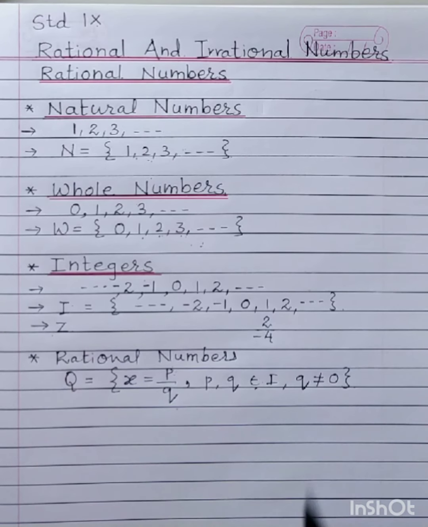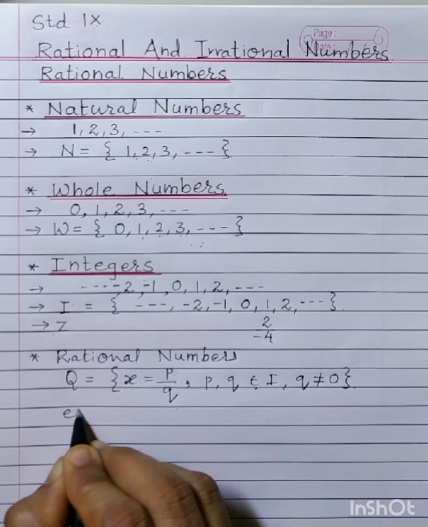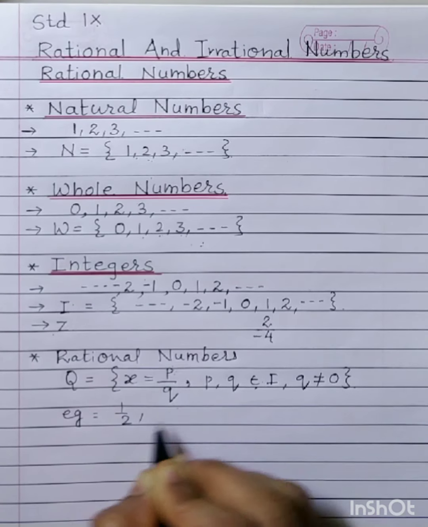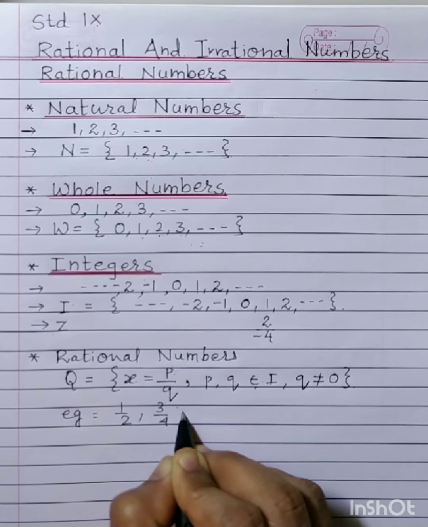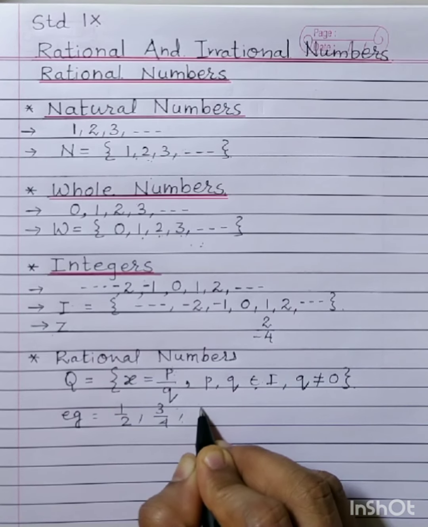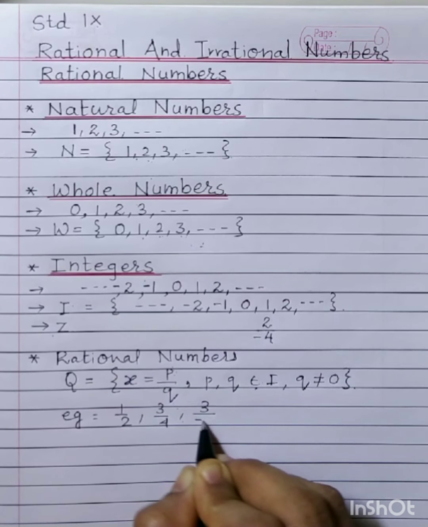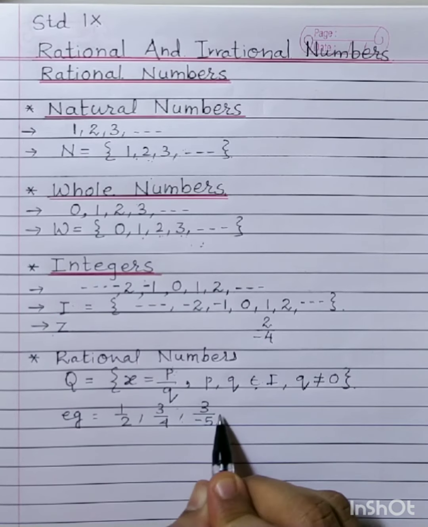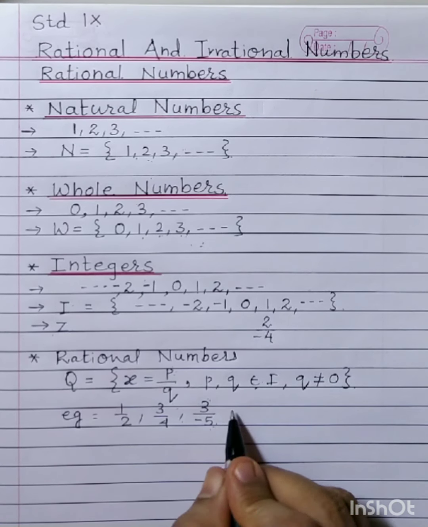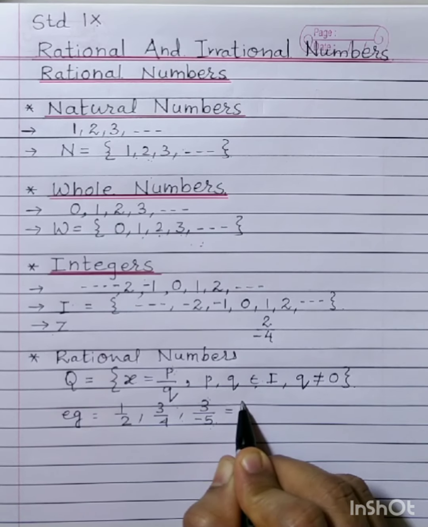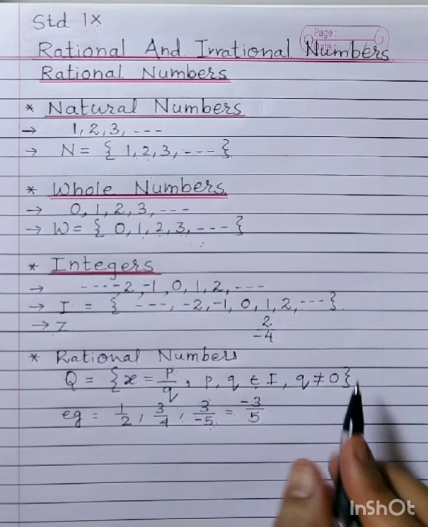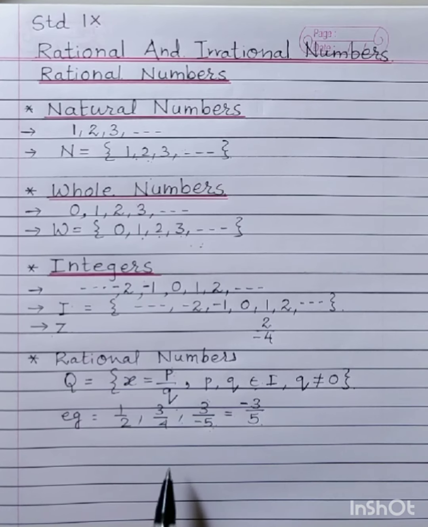Okay, and you can see examples of it. Say 1 upon 2, 3 upon 4. These are like the fractions you have studied. Then, as it comes as an integer, you may write it as 3 upon minus 4. And in the previous class you have studied that this is correct, but it is not the standard way of writing a rational number. You always have to write it as minus 3 upon 4, etc. So these are rational numbers.